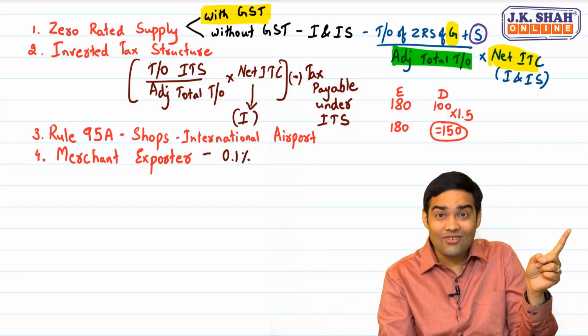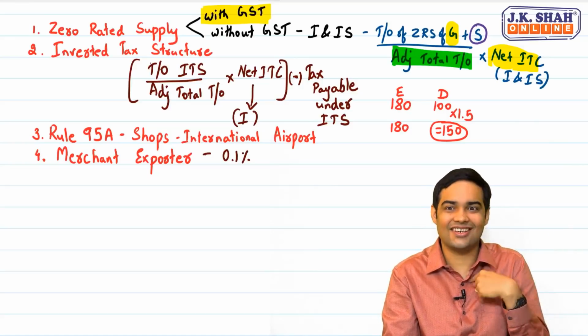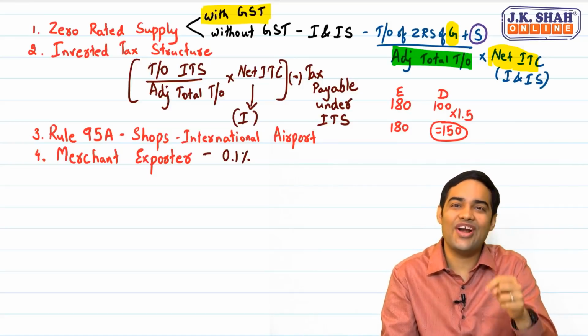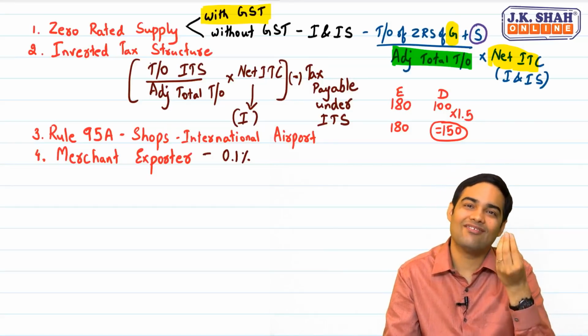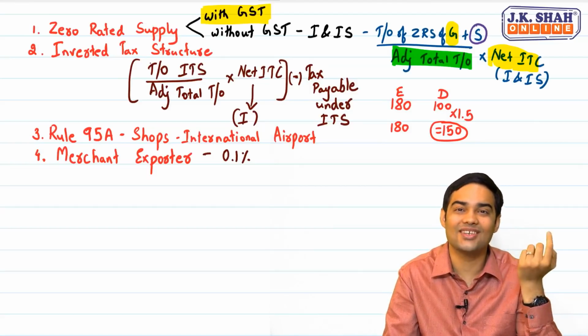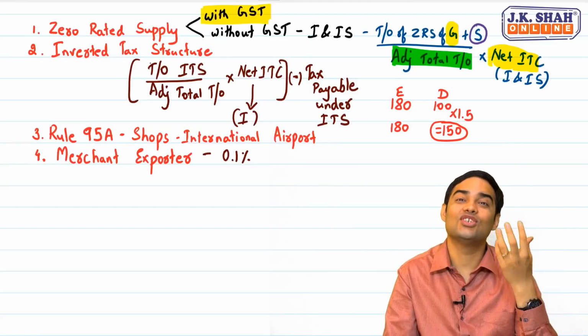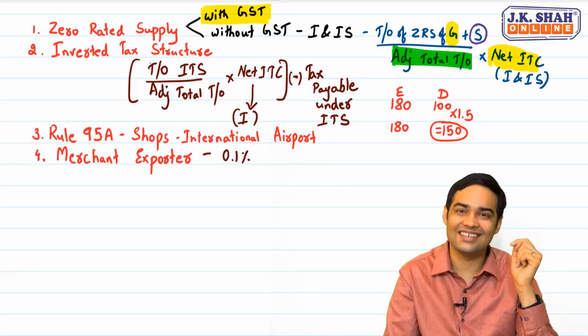That means manufacturer will supply it to me. I am a merchant exporter. Manufacturer will supply it to me at 0.1%, and then I will export it. 0.1% IGST, 0.05% CGST, 0.05% SGST, which is very, very low. Now can you claim a refund of this 0.1% under zero rated supply?